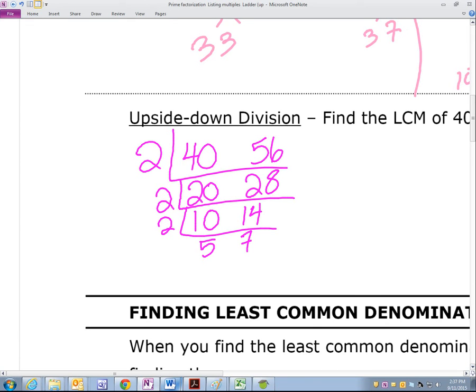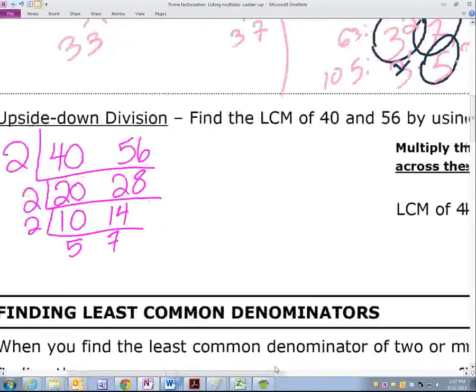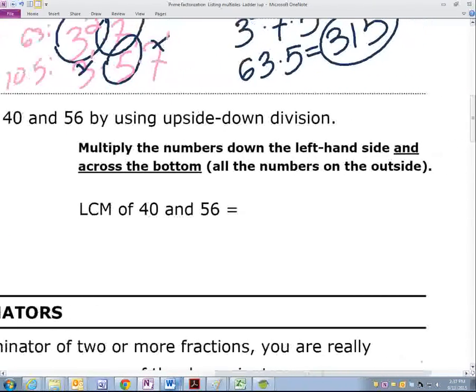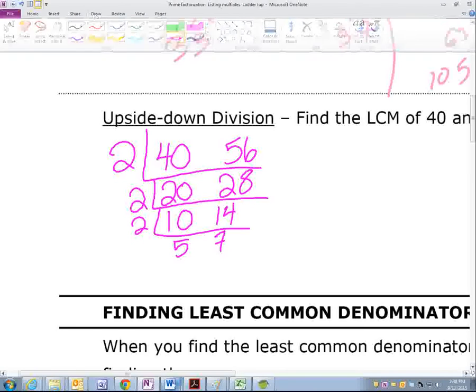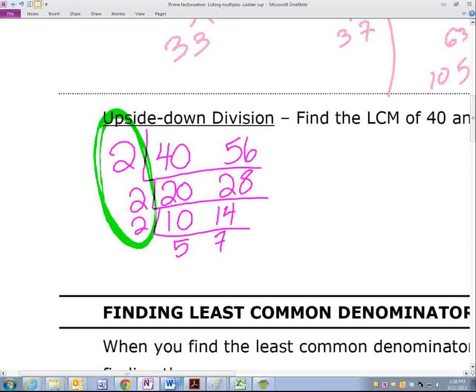Then it says to multiply down the left-hand side, and across the bottom. All the numbers on the outside. Here's where it differs from GCF. The greatest common factor, do you remember how we only used these numbers here? Greatest common factor, we only use those numbers, right?